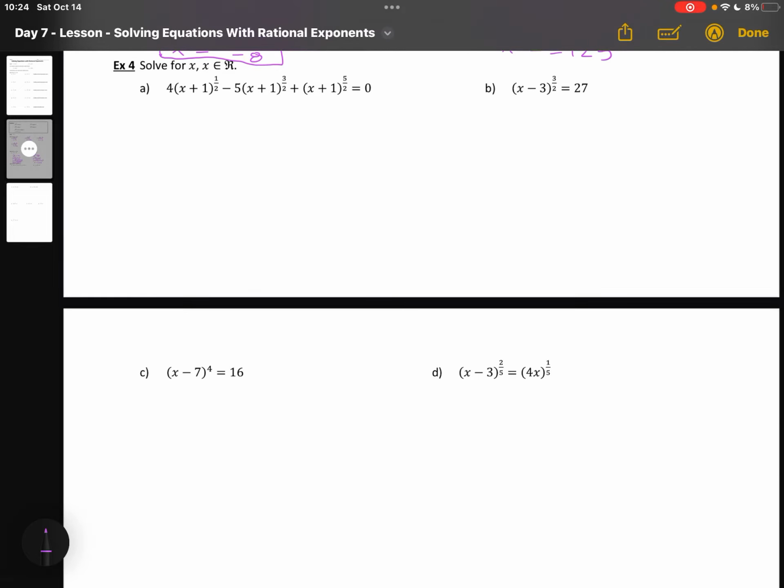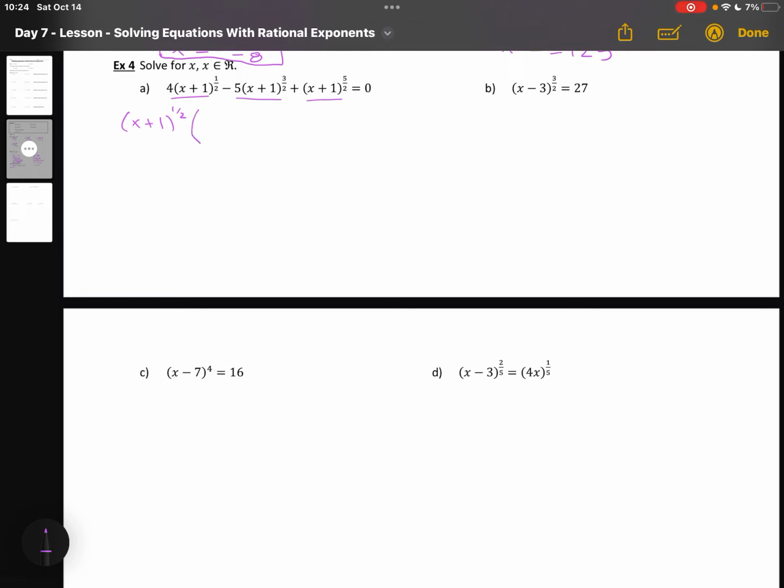So this video has a little bit spicier equations with rational exponents. The first one is going to involve common factoring first. So I'm going to look at each of these terms and notice that they all have x plus 1, and I'm going to take out my smallest fractional exponent. So I've got x plus 1 to the 1/2. I think that I can take that out of all of my terms.